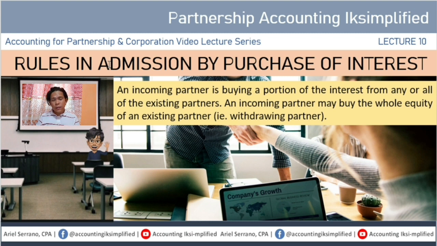Okay? So, meron ako ditong tatlong rules na gusto kong bigyan ng DN para ma-identify ninyo kung kailan natin kino-consider ang purchase of interest. So, first, an incoming partner is buying a portion of the interest from any or all of the existing partners. Or, an incoming partner may buy the whole equity of an existing partner in the case of a withdrawing partner. So, pwede kang bumili partially or full equity ng isa sa mga partners or majority of them or all of them, depende kung paano yung magiging agreement.